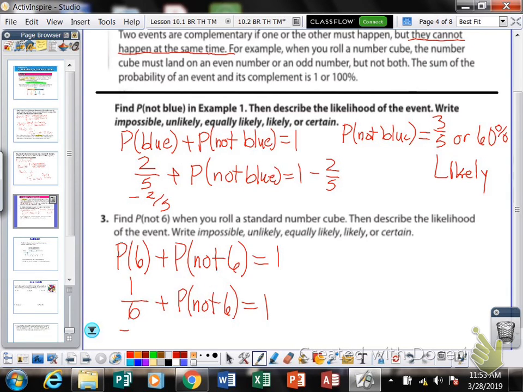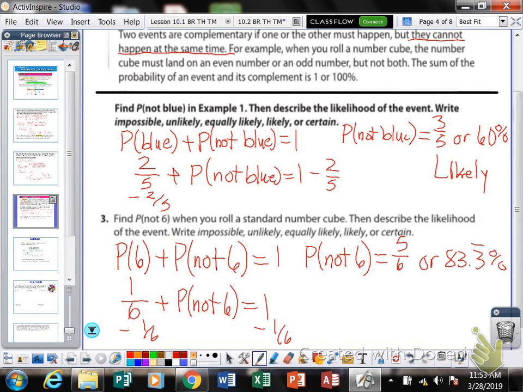Now we just solve, so I'm going to subtract 1/6 from both sides. The probability of not rolling a 6 is going to be 5/6 or 83.3 repeating %. Okay, so the probability is 83.3%, but because the probability of the event is greater than 75%, it is likely to occur.